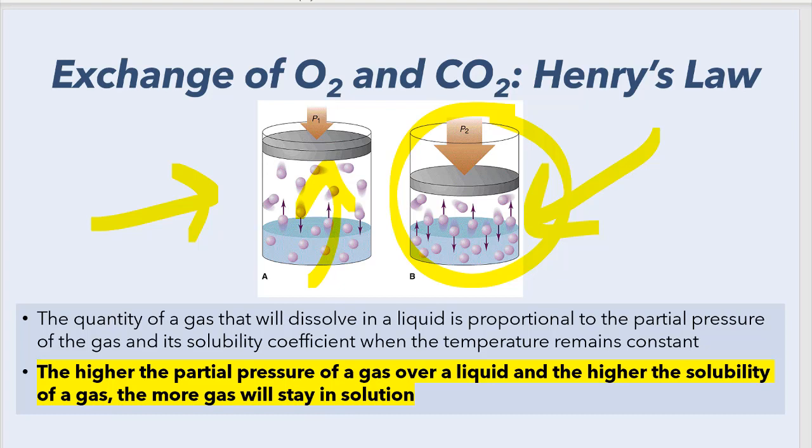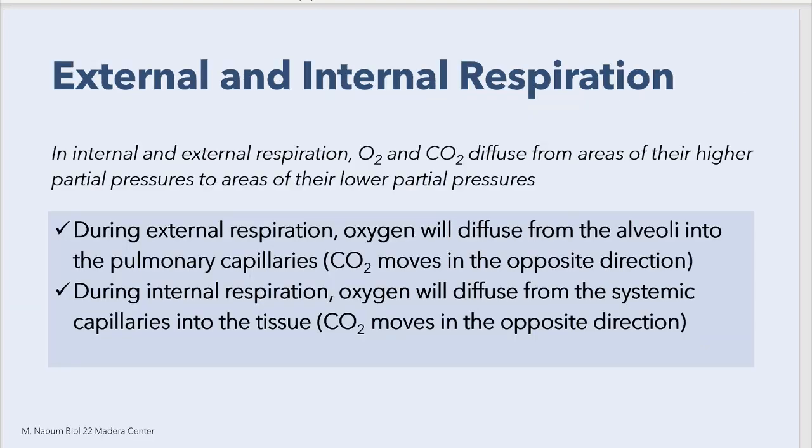So why are we talking about this? That's because it's related to respiration. We have two types of respiration, external and internal. Both involve oxygen and carbon dioxide and how they move from areas of high pressure to low pressure. External respiration refers to the movement of these gases between the alveoli and the pulmonary capillaries, so the blood vessels and the alveoli at the level of the lungs.